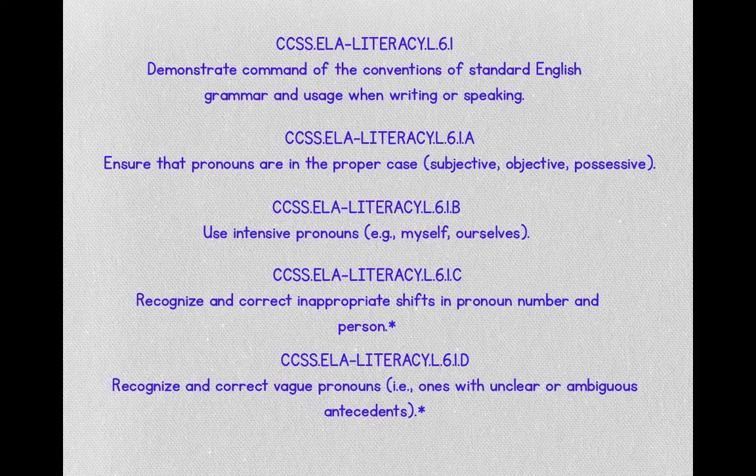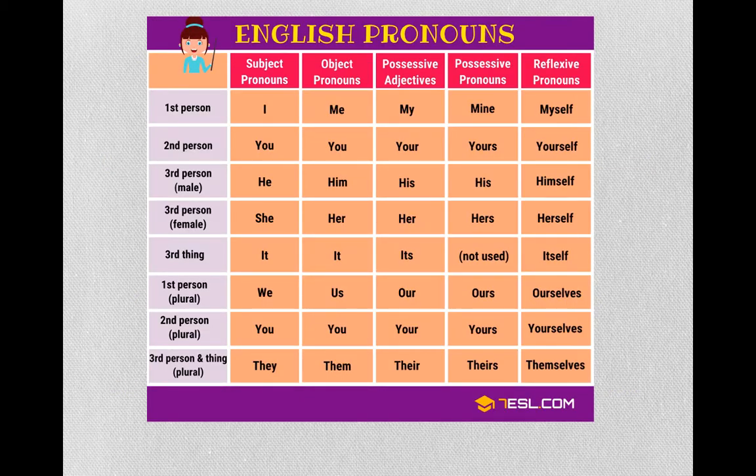So there are different types of pronouns, like the standard said. There are subjective, objective, possessive, and intensive. Now, here's a chart that I found on ESL.com, and this really helps me understand the different types of pronouns. So first, let's look at subject pronouns. The subject in the sentence usually refers to the person or the thing that's doing the action. The object is the person or the thing that is receiving the action, or the action being done to them.